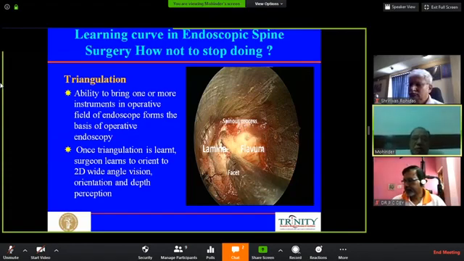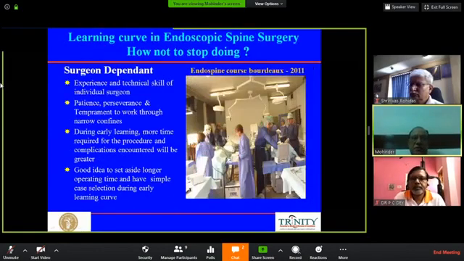Once you have mastered depth perception, I think the journey to endoscopic spine surgery has begun, and you are now ready to add more and more cases to your practice. Your operative time also reduces, and the results are so good and exciting that you always feel good when your patients go home happy. You also feel happy at the same time.